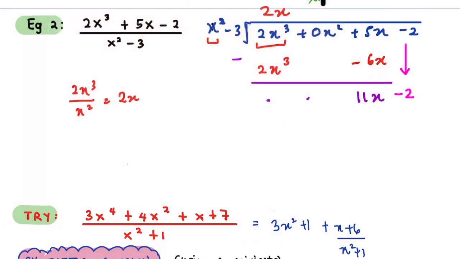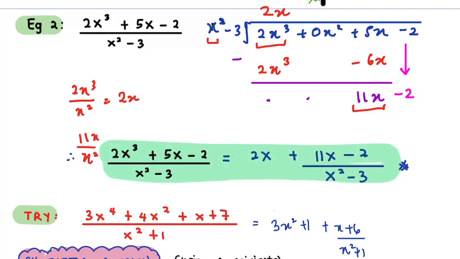So now let's focus again on the first term, 11x, and also x squared. So if you write here 11x over x squared, you cannot divide this because the numerator is smaller than the denominator. So we need to stop here because this is the remainder. So now let's conclude our answer. So let's write this is your polynomial divided by your divisor. This is equal to quotient plus your remainder here over divisor.